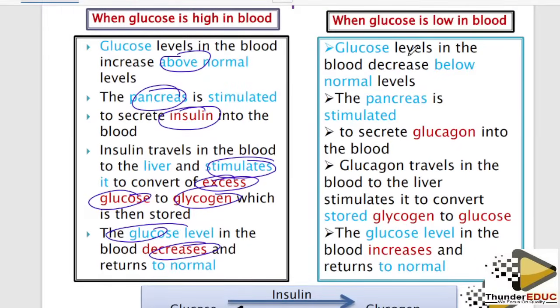And then here, glucose level decreases below the normal. So what happens? The pancreas, you talk about the gland. What's the function of the gland? It produces glucagon. What does glucagon do? The glucagon will stimulate the conversion of the stored glycogen back to glucose. The moment glucose is available in the blood, definitely glucose levels in the blood will increase, and then it goes back to normal.